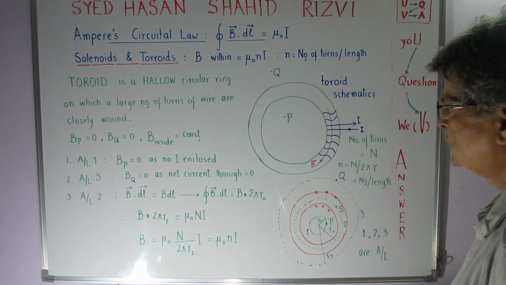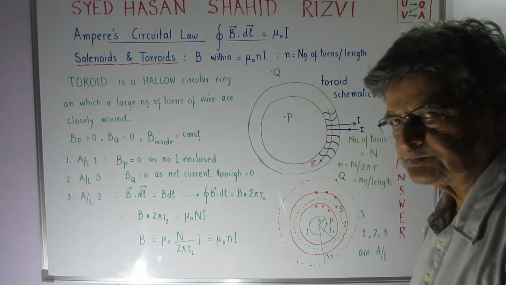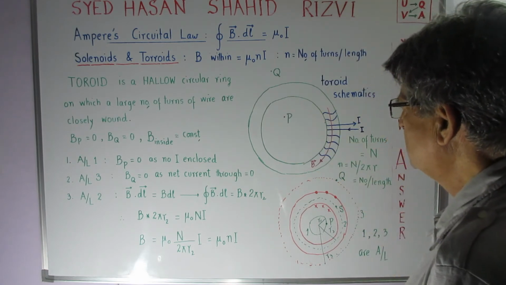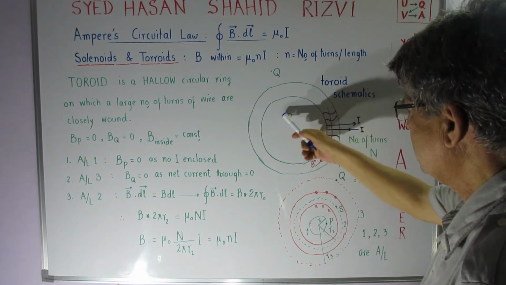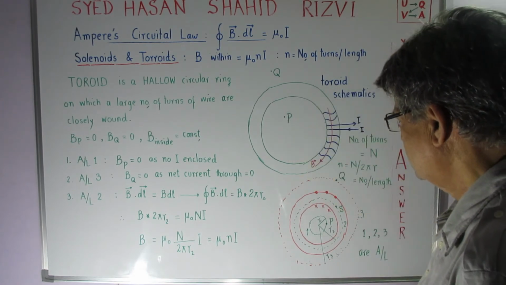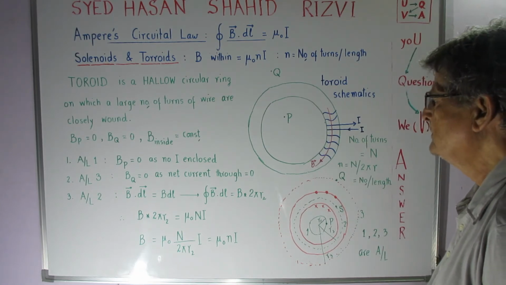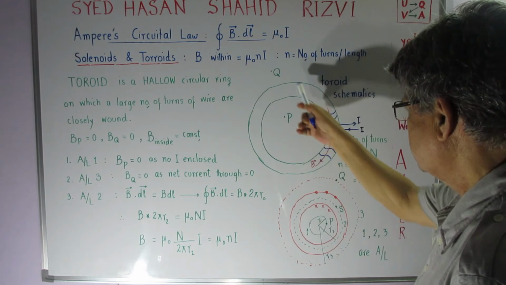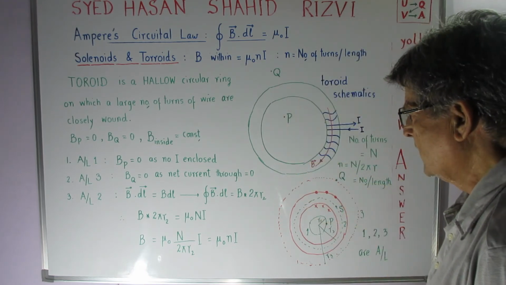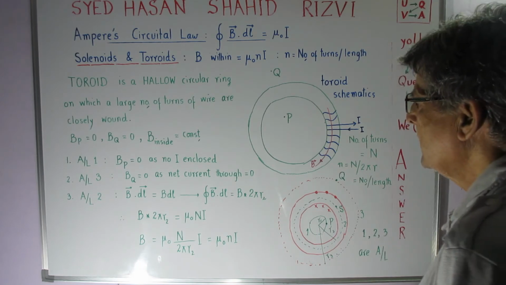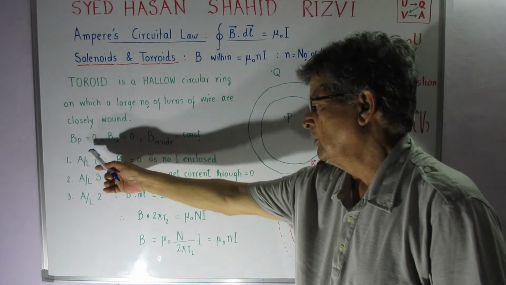Now, I've just shown you 2 points P and Q. These points, if we take inside an Amperian loop, concentric with this system, then you see that there is no current passing through that. Okay, so the value of Bp will be equal to 0.